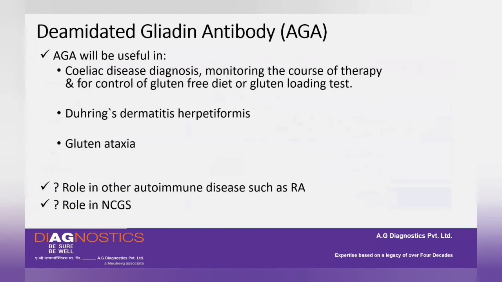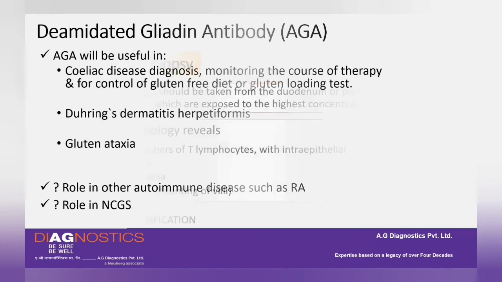The deamidated gliadin antibodies will also be useful in monitoring the course of therapy and for control of gluten-free diet or gluten loading tests in these patients. They are also important in dermatitis herpetiformis and gluten ataxia. Gliadin antibodies have also been shown to have a role in other autoimmune diseases such as rheumatoid arthritis and also in non-celiac gluten sensitivity.